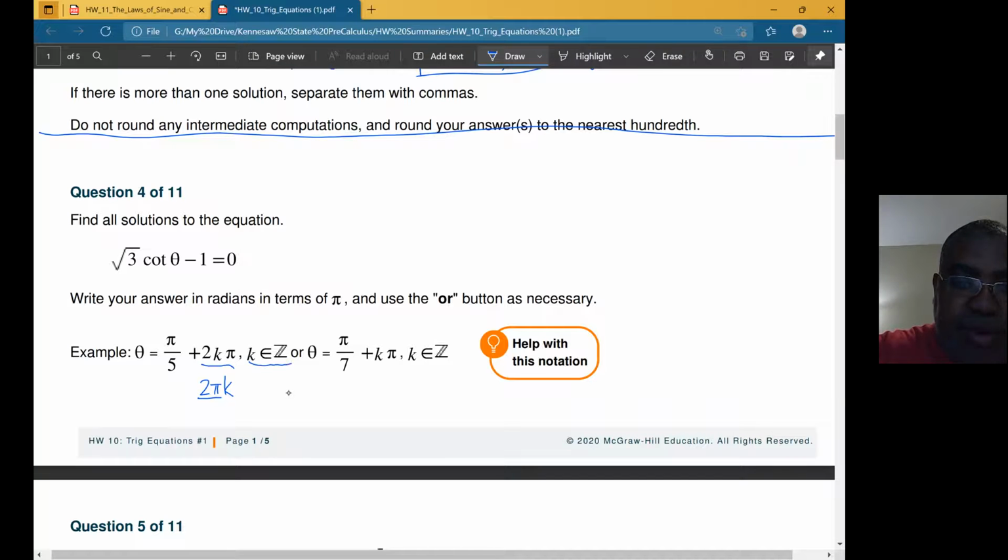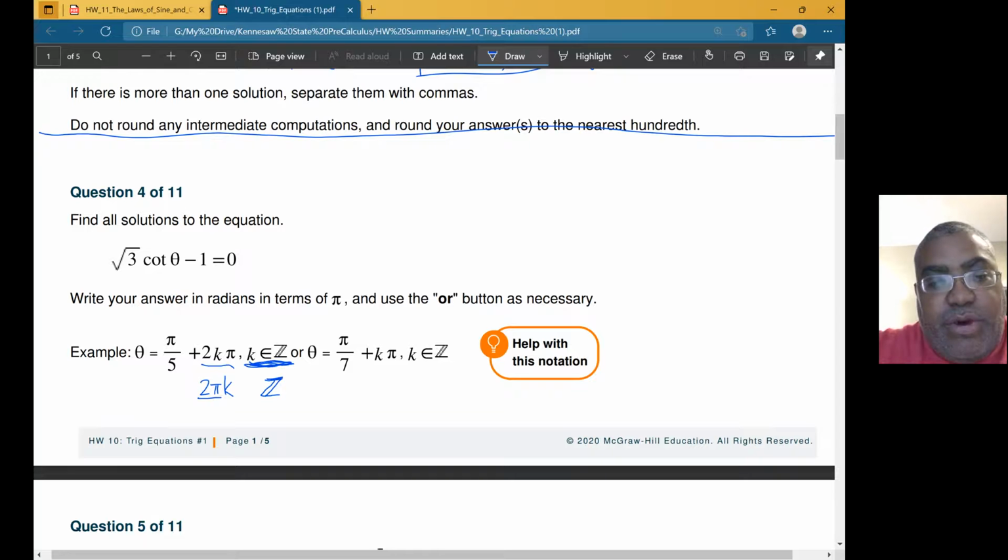This is k is a member of the group of integers. Most of us haven't had set theory, but this Z bar is a symbol for integers, the set of all integers. So whenever you see this, this is the angle measure plus all the rotations of this angle measure, because it's 2 pi times integers. So times -1, 0, 1, 2, 3, 4, all whole numbers, positive and negative, and 0. So this is all rotations. Okay, so let's do it. Hopefully you've seen that before.